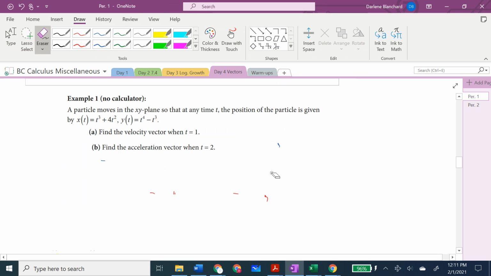Okay, here's example 1. You have no calculator. A particle moves in the xy plane so that at any time t, the position of the particle is given by, and we have our x function and our y function. You're going to find the velocity vector at time 1 and the acceleration vector at time 2. Stay ahead of me, see if you can get this problem started.